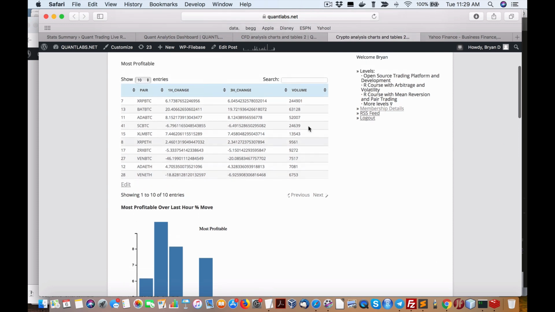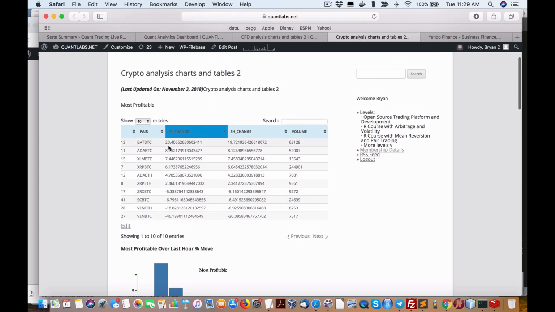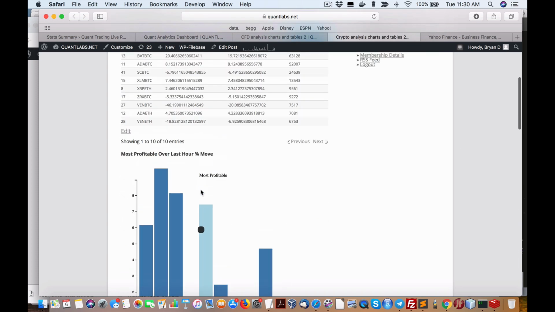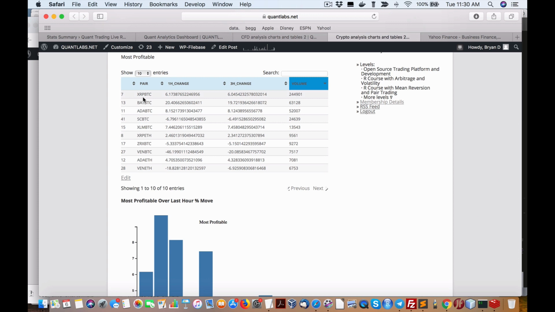Okay, so here is an interesting situation. I did my analysis once again. So look at these moves. BAT is at 20%. That is insane. So when you compare BAT BTC, let me just compare. So XRP moved up 12% or something, some crazy number. Yeah, so it's up right now at 6%.